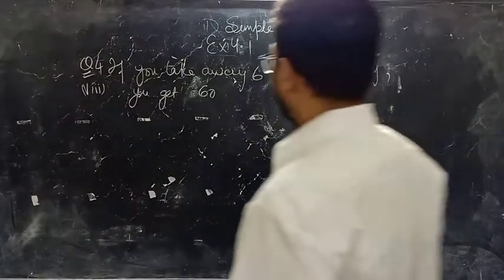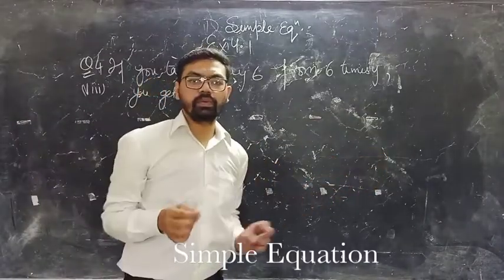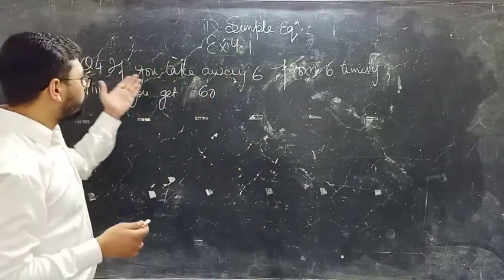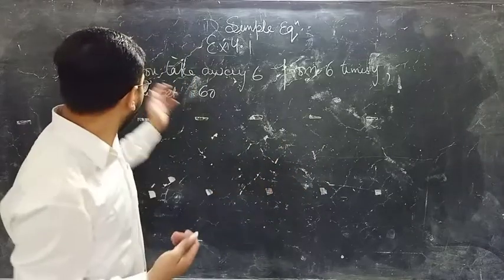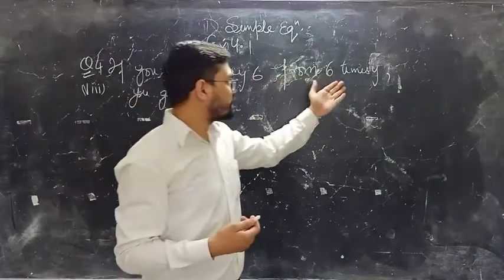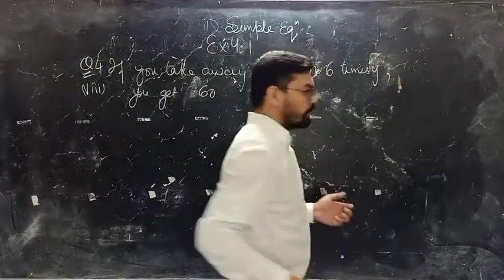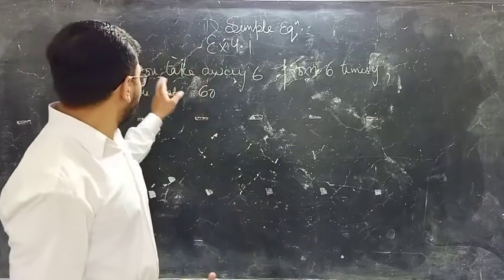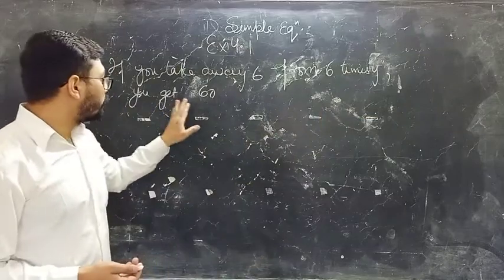So students, in exercise 4.1 we are going to learn the basic concept of simple equations. If a statement is given to you in this form, like if you take away, that means you just subtract. If you take away 6 from 6 times y, so what is y? Let's say y is any number, you don't know what that number is. If you take away 6 from 6 times y, you get 60.